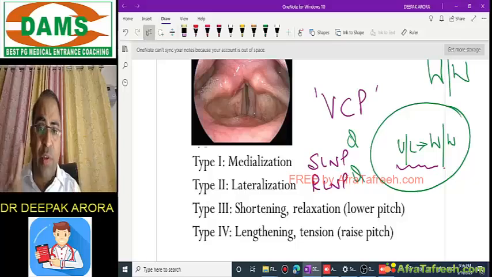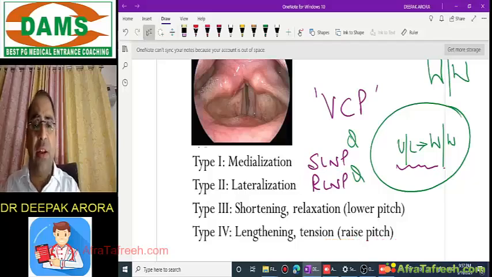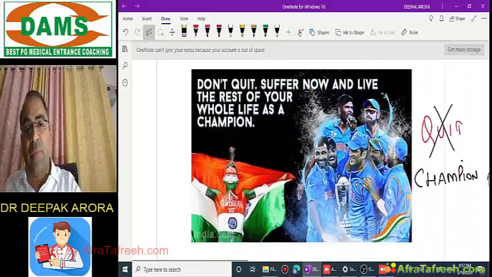Key point: hoarseness is in the glottic segment. Inspiratory dyspnea, supraglottic segment. Glottic is biphasic with hoarseness, and subglottic is only biphasic dyspnea. And there is expiratory dyspnea in the lower respiratory tract.